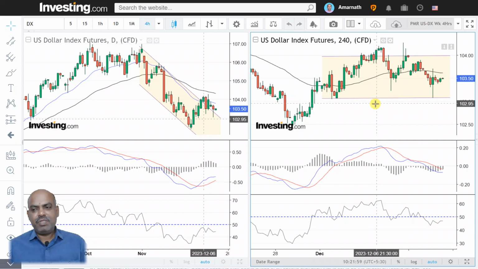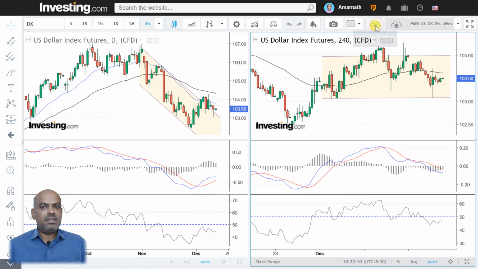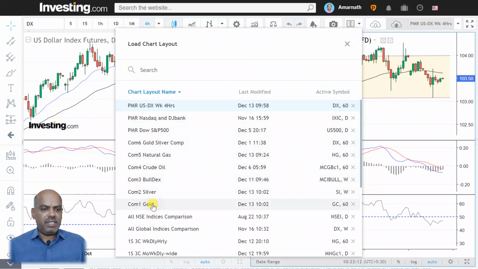Tomorrow there is a Fed meeting, interest rate decision. Maybe after that we will get some directional trade on either side. So this is about the dollar. Now we will see gold.